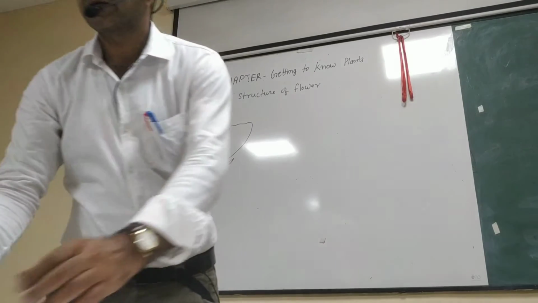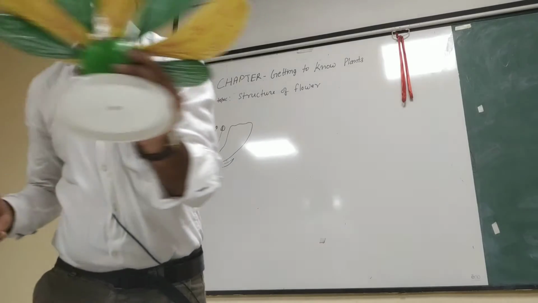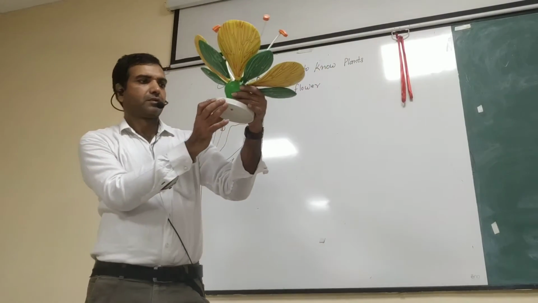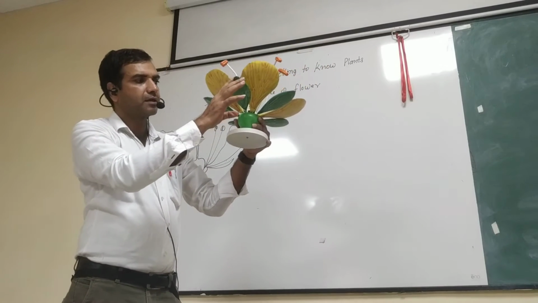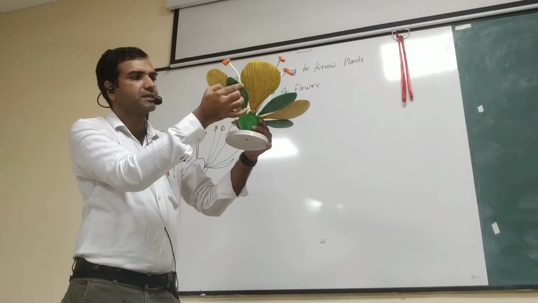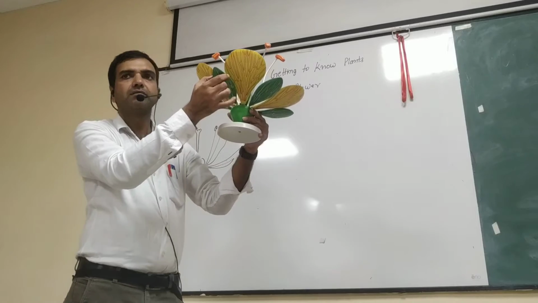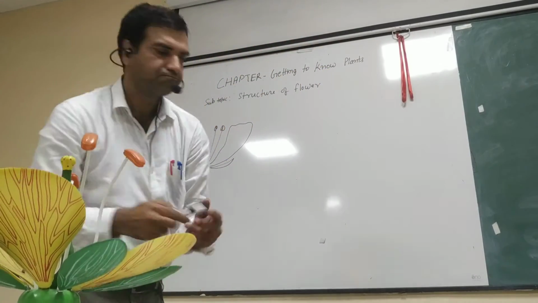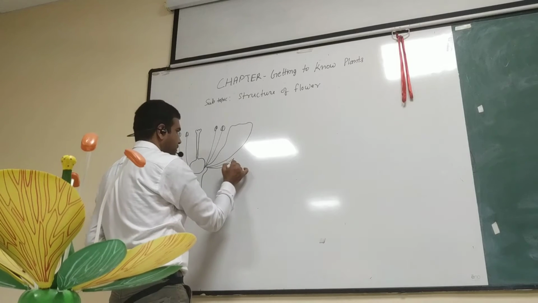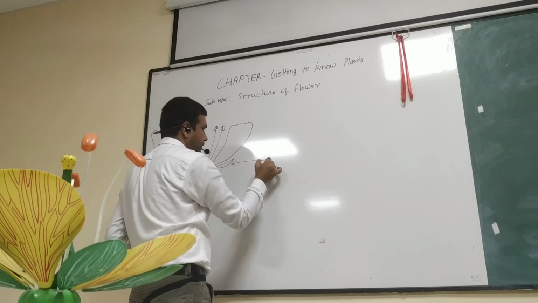So let's see, this is the model of a typical flower. Is it visible to all of you? Yes, sir. So you can see the outermost part of the flower is green, and this is called sepal. So just write down sepal. So this is sepal.